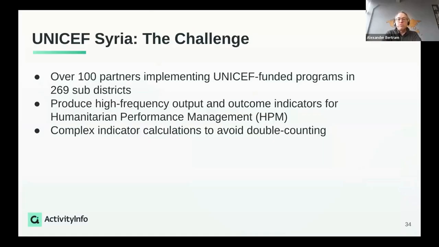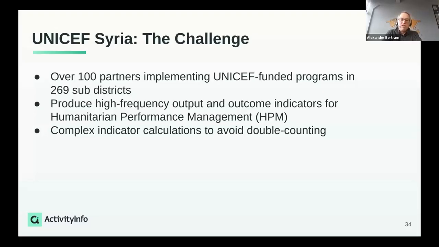Over 100 partners implementing these programs in 269 sub-districts, hundreds and thousands of communities. And they're looking to produce high frequency output and outcome indicators for their HPM, for their humanitarian performance management program. So it's a large volume of data. I think for 2024, it was maybe 500,000 data points when you break it down by population type, sub-district, actors, etc.